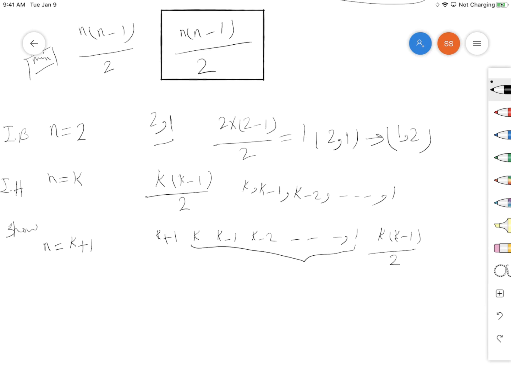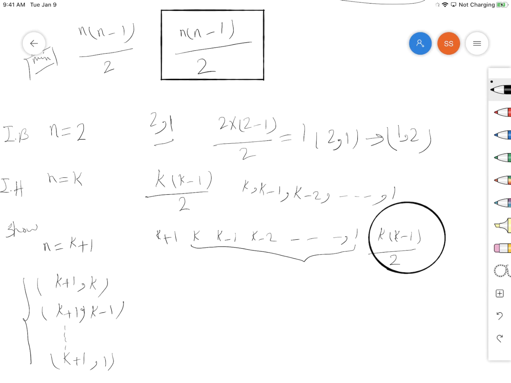Let's see how many inversions we have when we add this number k plus 1. When you're adding this number k plus 1, this is an inversion: k plus 1 and k is a pair, because k plus 1 is definitely bigger than k. Then we have k plus 1 and k minus 1, until you reach k plus 1 and 1. So that's the number of inversions that has been added to the number of inversions that we have, that so far was equal to k multiplied by k minus 1 divided by 2.